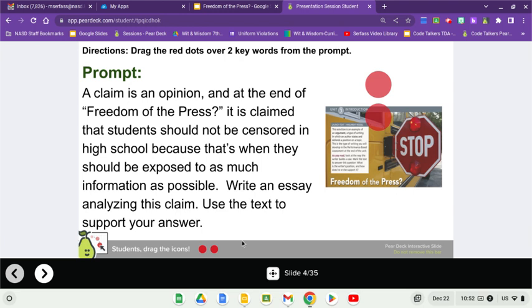So, what I'd like you to do, and you can put both of these red dots on stop, the little stop signs that tell cars to stop because kids are getting on a bus. I'd like you to find two important words from that prompt and to put those red dots on those two important words. Take about 30 seconds to do so now. Absolutely gorgeous. Perfect.